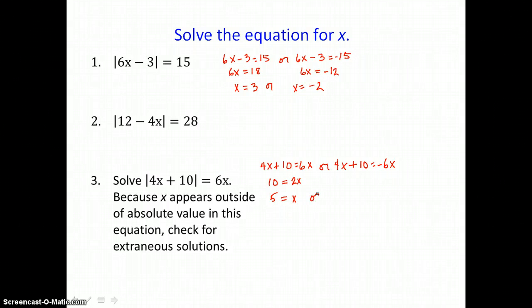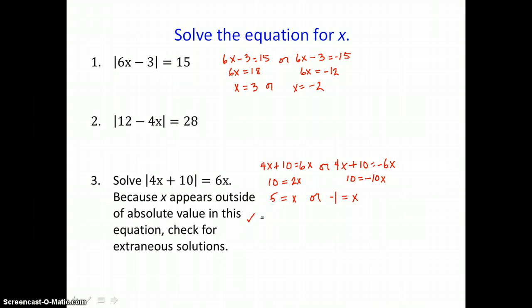Or on the other side, again, I'll subtract 4x from both sides. Negative 6x minus 4x is a total of negative 10x. And then divide both sides by negative 10. X should equal negative 1. Okay, but now because this equation has a variable x outside of absolute value as well as inside of absolute value, I need to be sure to check for extraneous or false solutions.